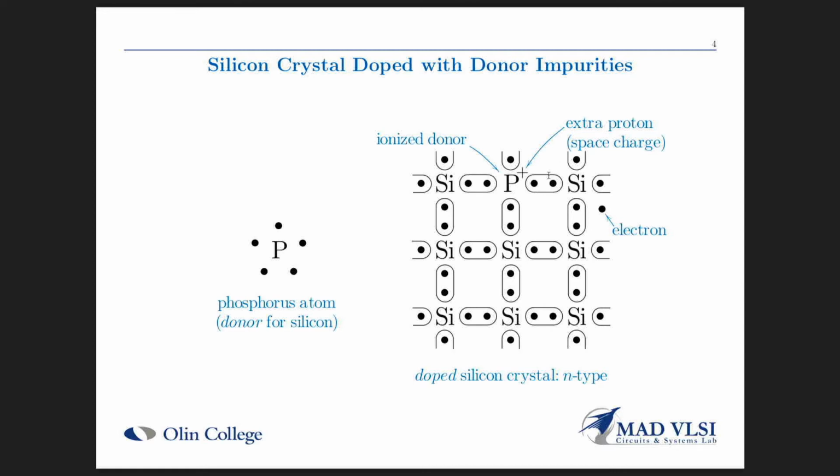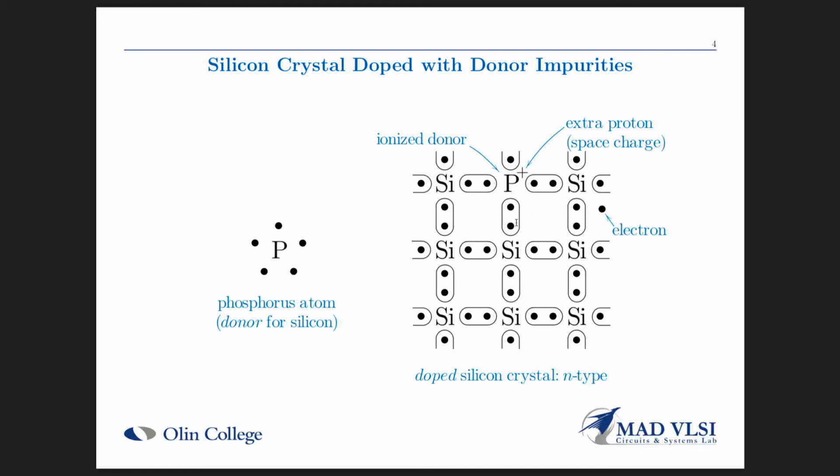Okay? So if we have a region of silicon where we have introduced these phosphorus or group 5 atoms more generally, we are said to have an N-type silicon crystal. So it's doped. Doping refers to adding impurities, and it's doped N-type because these extra mobile carriers that we're introducing are negatively charged. That's what the N stands for, negatively charged.